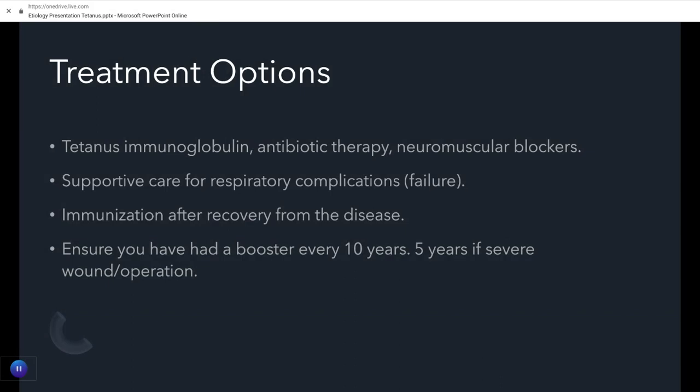Immunization after recovery from the disease. So, if someone gets a tetanus infection, it's important to ensure that they're keeping up to date with their booster shots. They recommend you have a booster shot every 10 years, although 5 years if you have a severe wound or a recent surgical operation.